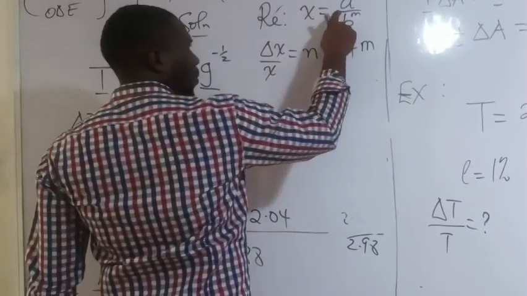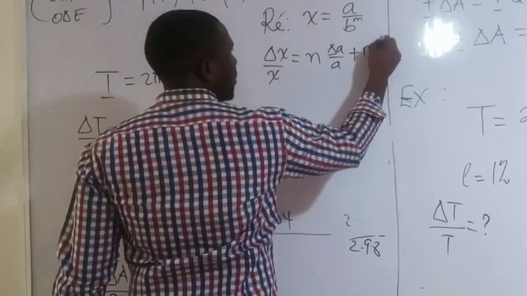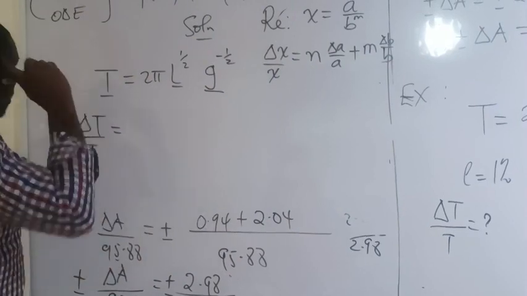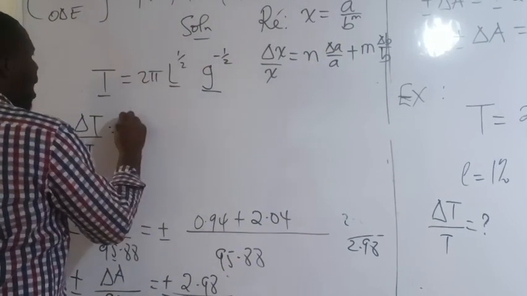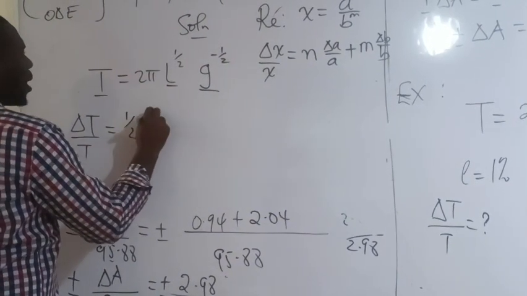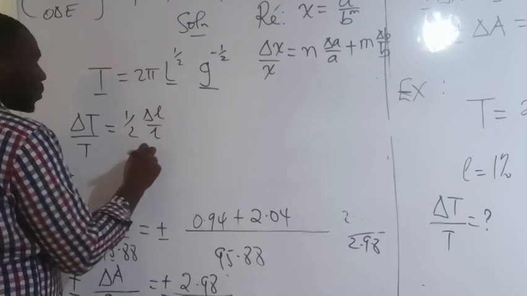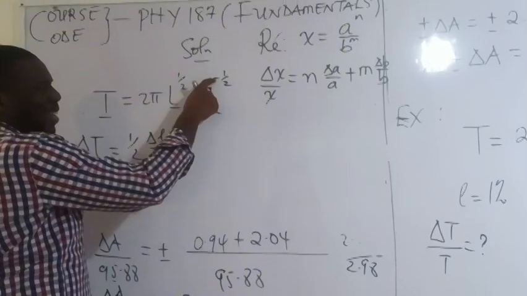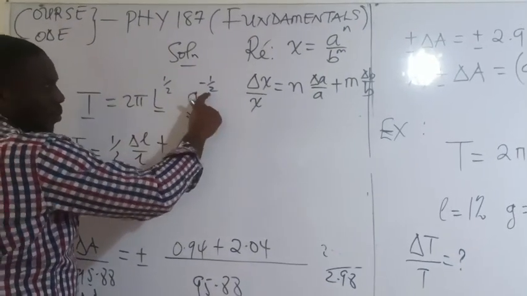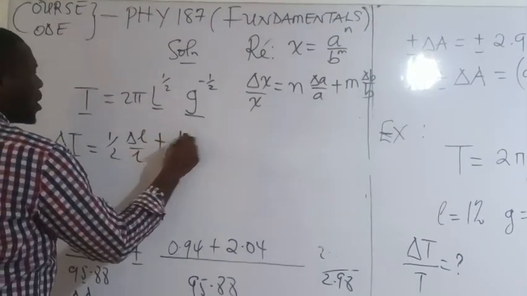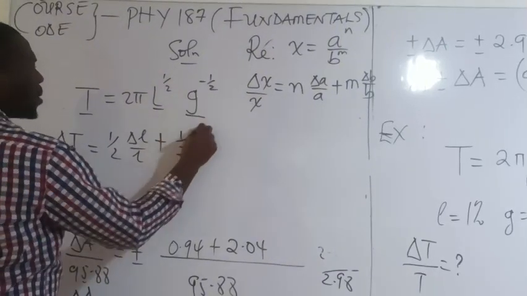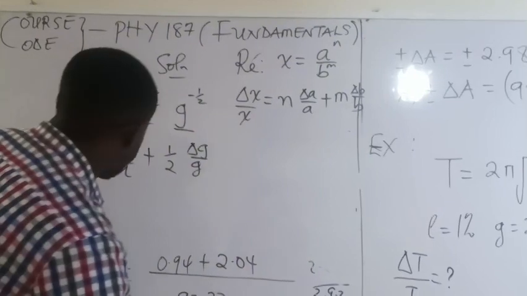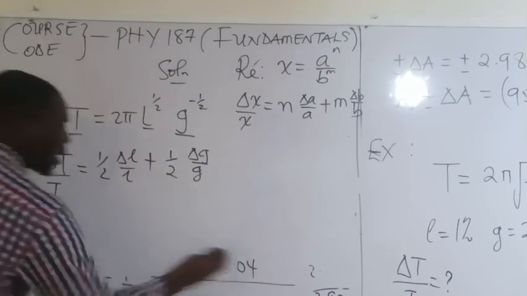M, that's the power of the second quantity, times the fractional error in the second quantity. So we'll just apply the same thing to this. So this will be a half times the fractional error in L plus, now this has a minus, but I don't really need the minus sign. I only care about the value, just like we have the m here. So this is also a half times the fractional error in G, which is gravitational acceleration.